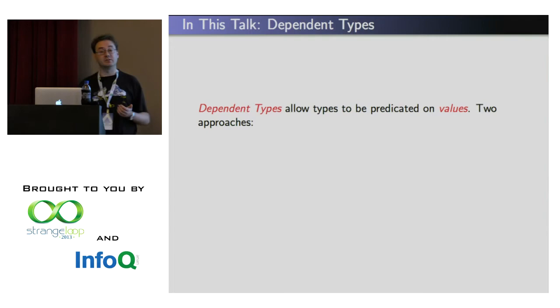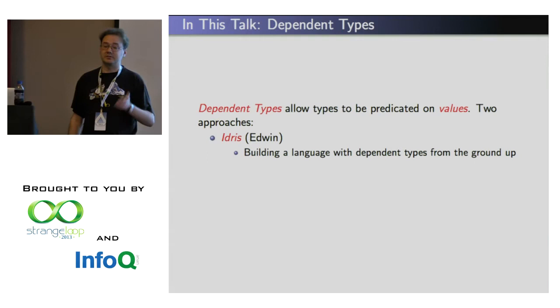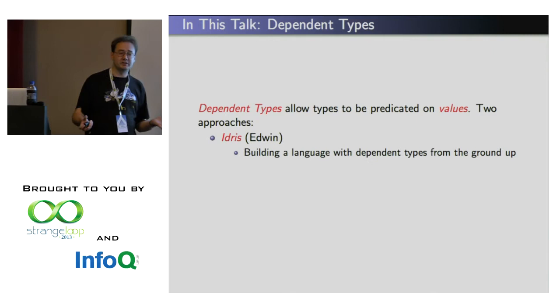So I'm going to talk about Idris, which is a new programming language that I've been working on for actually a few years now, where the idea is we've got dependent types. How can we build a language from the ground up that is general purpose, practical, usable for real stuff?